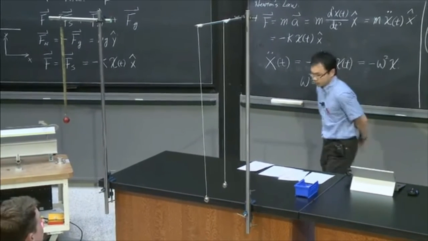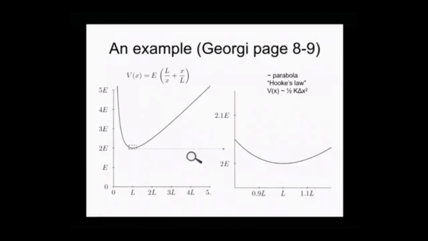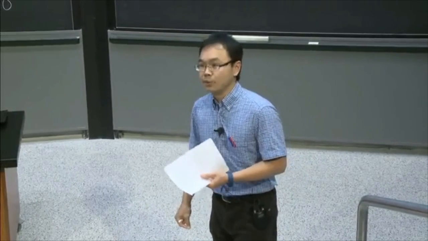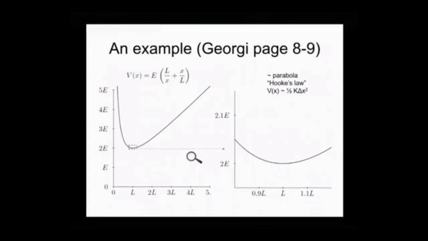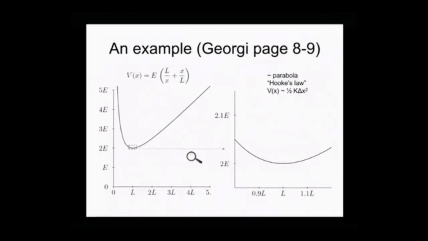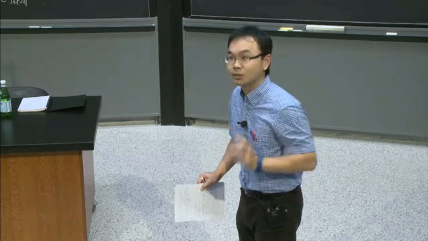So let's take a look at an example. If I consider a potential, this is an artificial potential, which you can find in George's book. Okay, so V is equal to E times L over X plus X over L. And then if you plot this as a function of X, you get this funny shape. Okay, it's not proportional to X squared. Therefore, the resulting motion of the particle, if I put a particle in this potential, is not going to be harmonic motion, okay? But if I zoom in, and zoom in, and if I am patient enough, you will see that this is a parabola again. You will follow Hooke's law, okay?